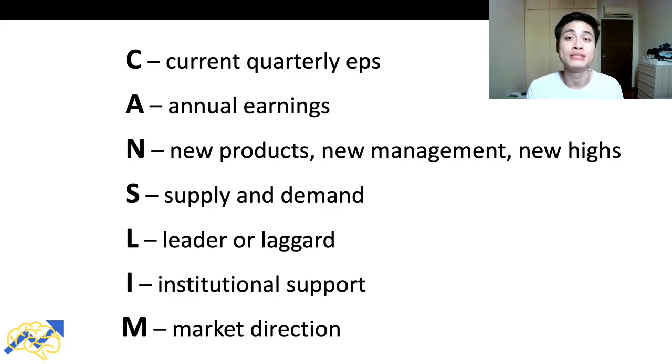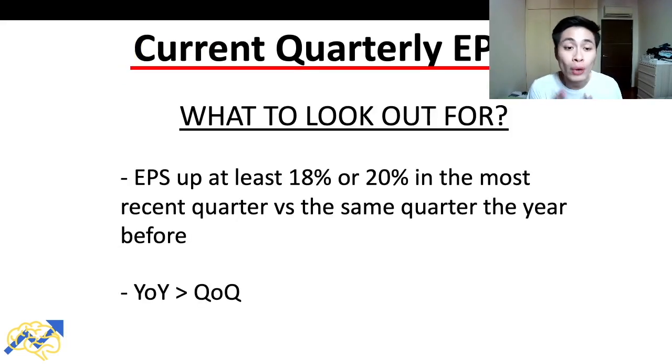The first criteria that we'll be taking a look at is the current quarterly earnings per share. For current quarterly earnings per share, we want to look out for EPS being up at least 18 or 20% in the most recent quarter versus the same quarter the year before. That means we want to see that the company's earnings per share to be up at least 18 to 20% year over year. And William O'Neil placed more emphasis on year over year compared to quarter over quarter. And the reason is this: he believes that quarter over quarter, performance are more likely to be affected by seasonality. But on the other hand, if we compare year over year, if there is fluctuation in performance, it is highly unlikely that it's because of seasonality.